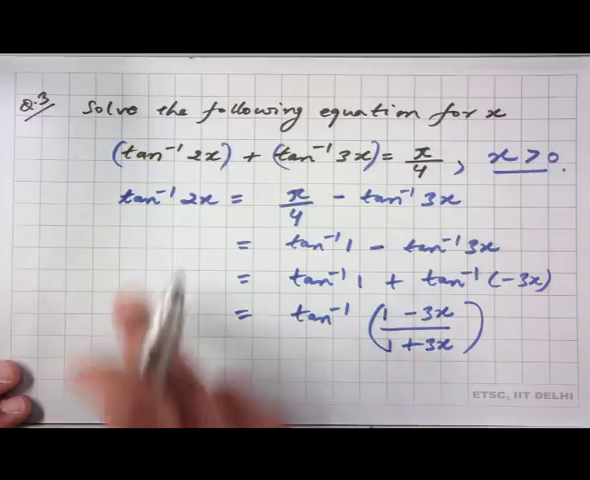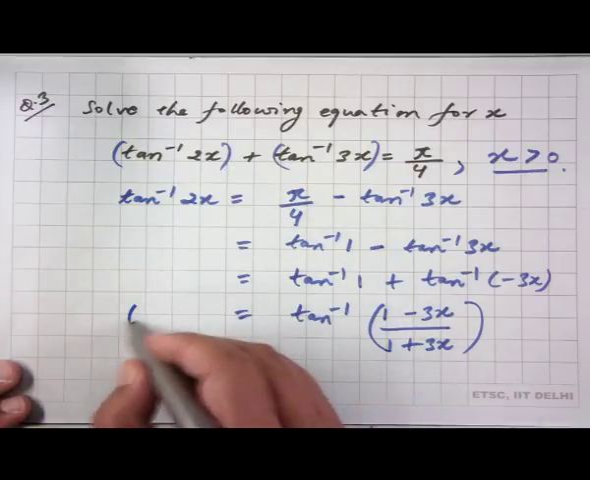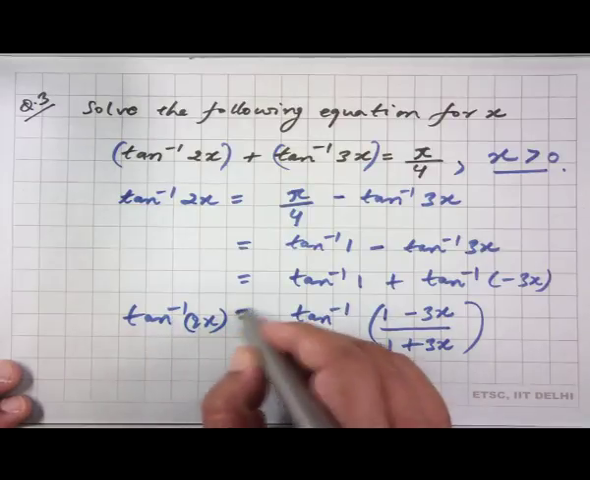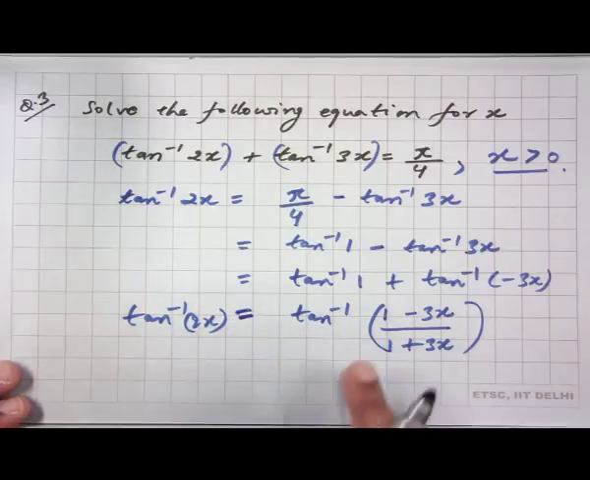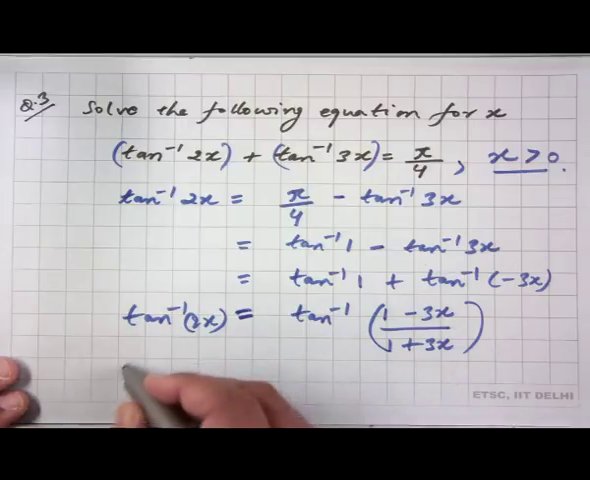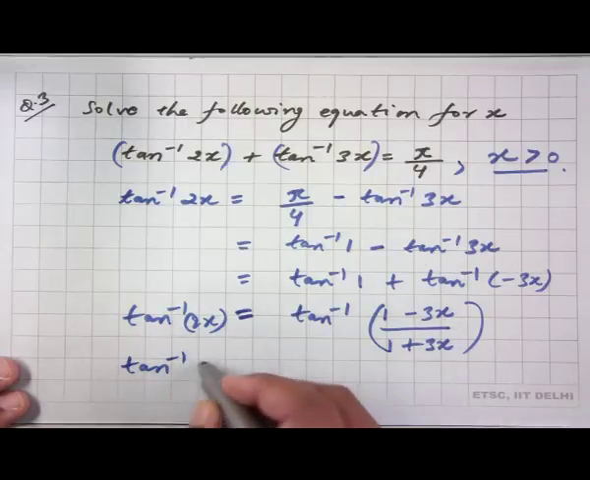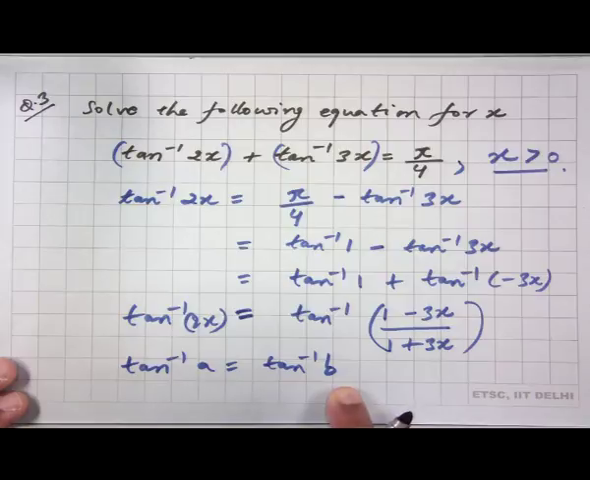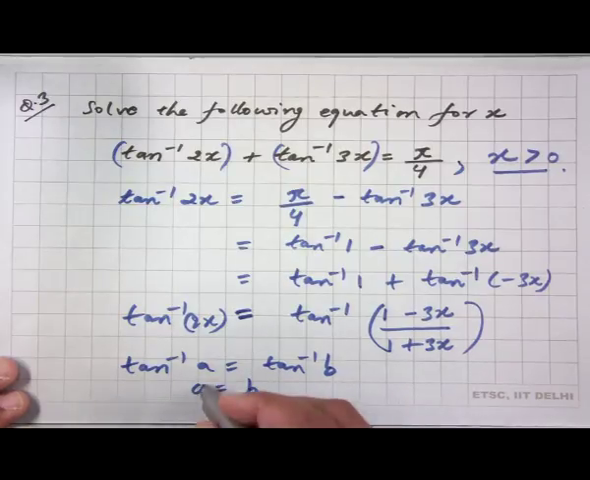So finally what we get is that tan inverse of 2x is equal to tan inverse of (1 minus 3x) over (1 plus 3x). Now, clearly, we know that if tan inverse A is equal to tan inverse B, then it must be true that A is equal to B.